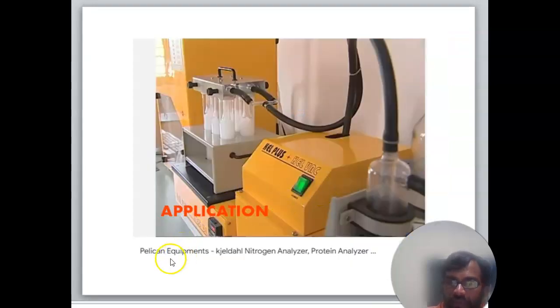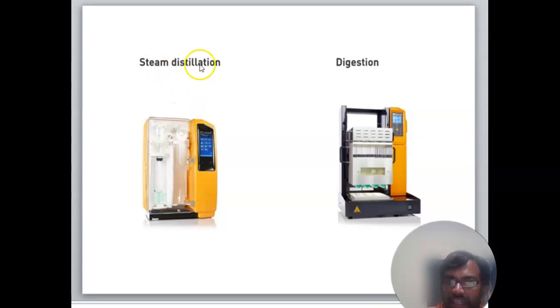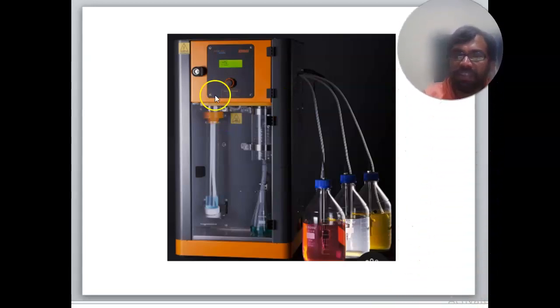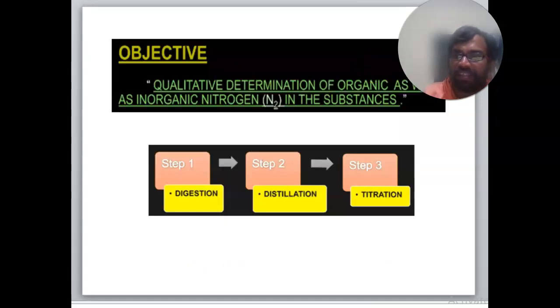So this is the application of Pelican's equipment, the Kjeldahl nitrogen analyzer or protein analyzer, both of which you can use. And I can see here another one, the steam distillation and digestion. These are special units of the Kjeldahl method. Especially in the digestion method, you can see this is the digestion tube, and here is our ammonia trapper. Initially the boric acid will pass, then the sodium hydroxide, then you can go for the water. This is actually the distillation unit for the Kjeldahl method.